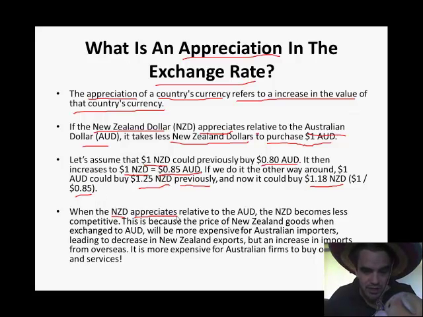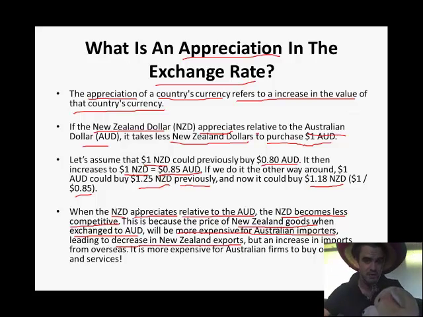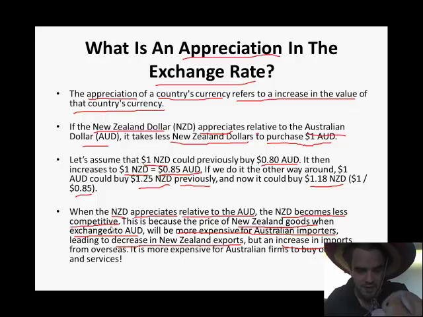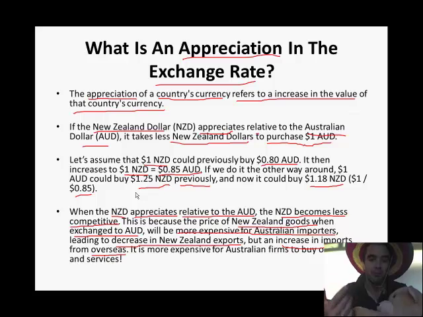So when the New Zealand dollar appreciates relative to the Australian dollar, the New Zealand dollar becomes less competitive. This is because the price of New Zealand goods when exchanged to Australian dollars will be more expensive for Australian importers. This leads to a decrease in New Zealand exports, because our goods and services are now more expensive for Australian importers. But there's going to be an increase in imports from overseas. So New Zealand importers are going to be importing more. They can buy more with their currency. So it is more expensive for Australian firms to buy our goods and services.